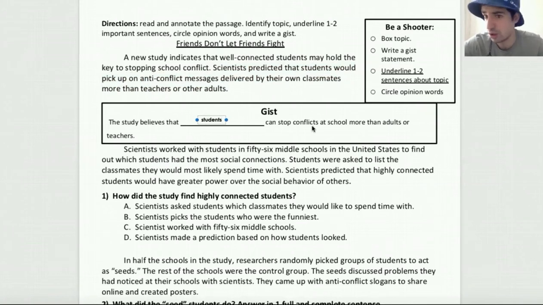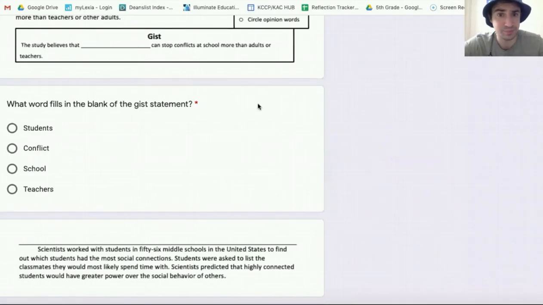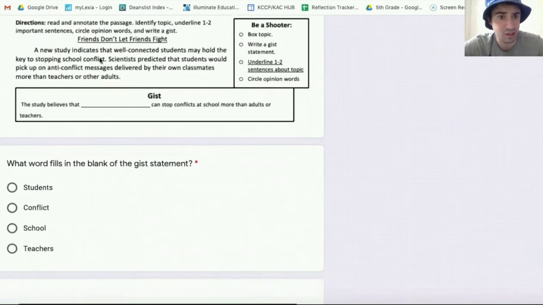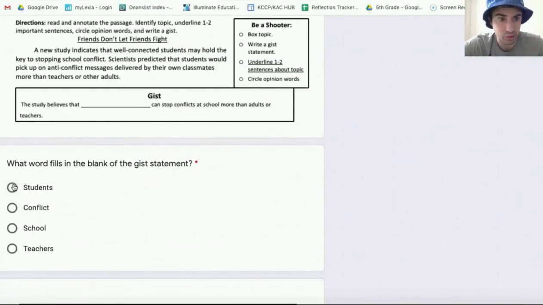You're going to see a part of this on your Google form that looks like this. That's now asking you what word fills in that blank for the gist statement. I filled in that word with students, and you have the students option right here. So if you click that, good to go.